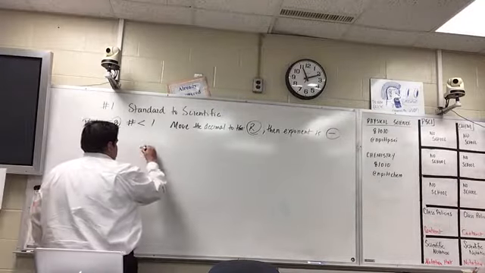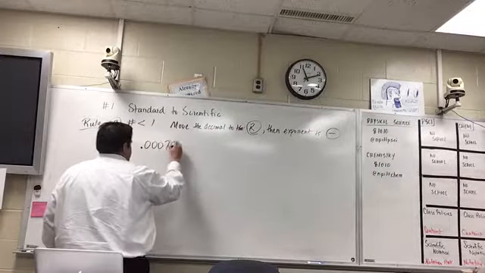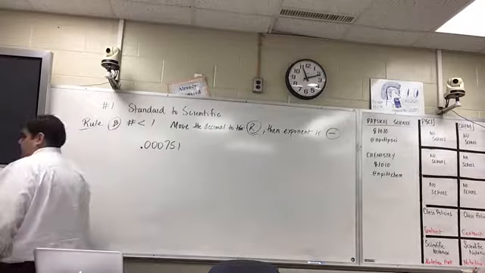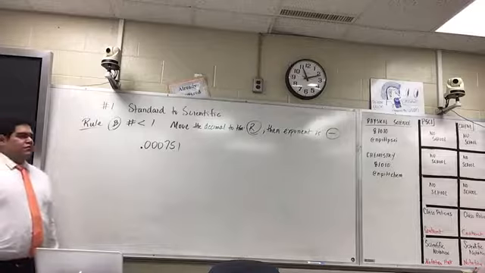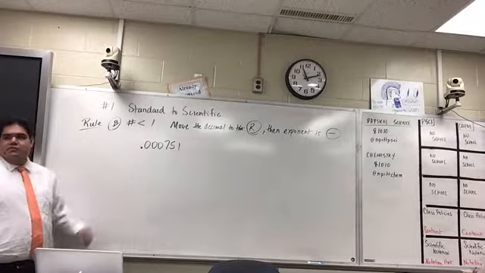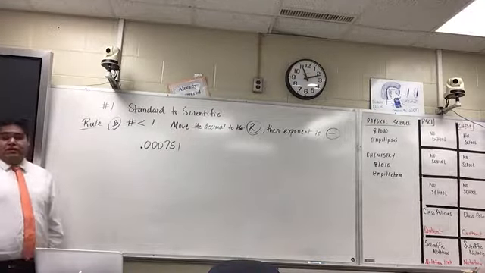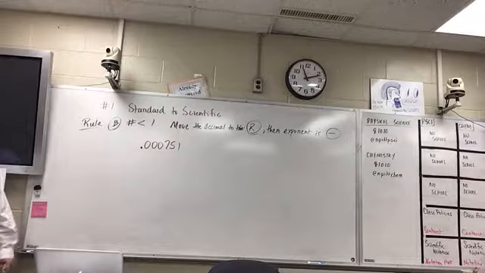So let's get 0.000751. Okay, there's your number that's less than 1. Jacob, where's the decimal right now? The very left, because it's right there. Okay, like that one you can't screw up. Well, let me rephrase that. People have, but you shouldn't.